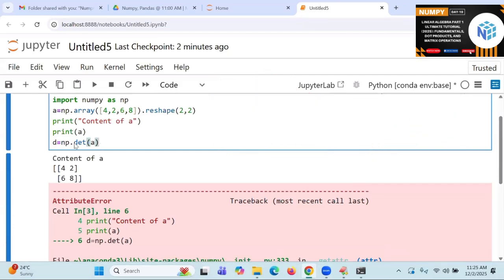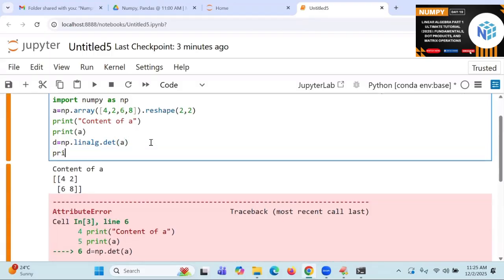So let me go to linalg. Of what? A. numpy dot linalg dot det of A. Linalg is compulsory. What is linalg? It is a submodule inside NumPy. So go to the place: determinant of A is equal to, comma, A I will write it.